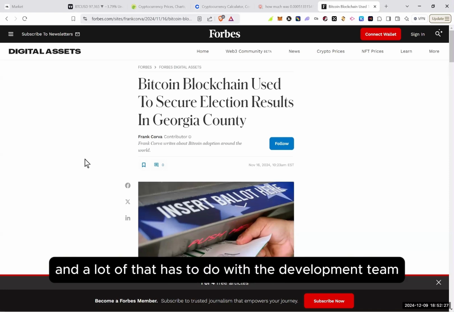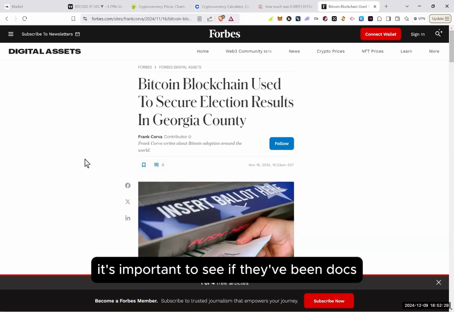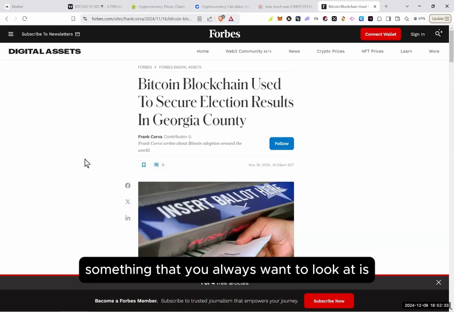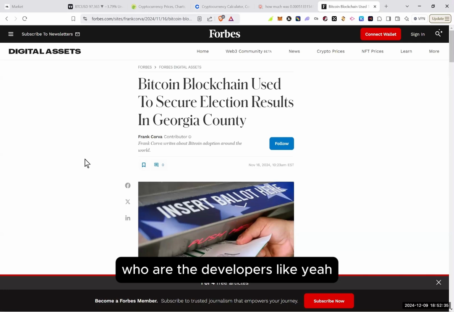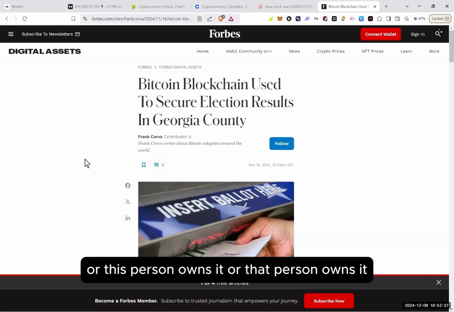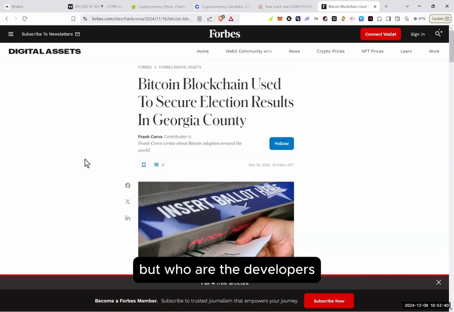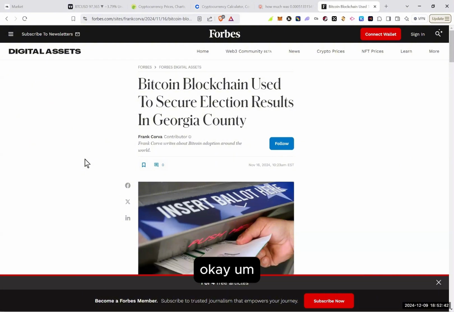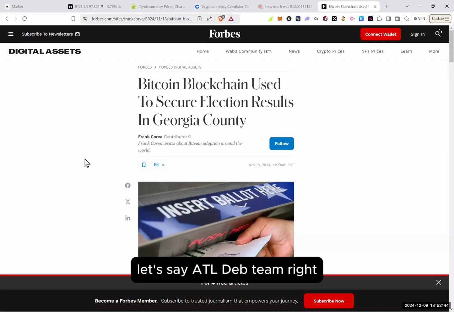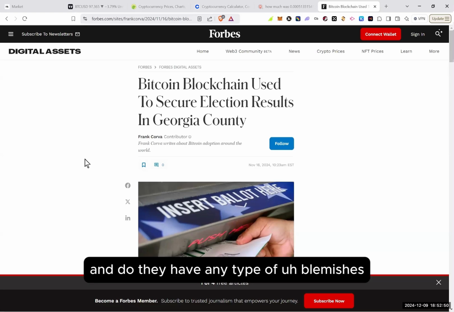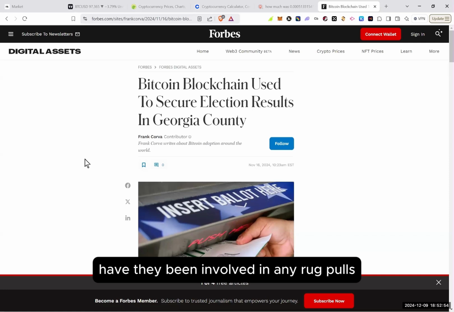And a lot of that has to do with the development team. That's why I say it's important to see if they've been doxxed, who's behind it. Something you always want to look at is who the developers are. Yeah, it's cool that Mark Cuban owns it, or this person or that person owns it, but who are the developers? Okay, let's say ATL dev team. What other projects have they done? And do they have any type of blemishes? Have they been involved in any rug pulls?